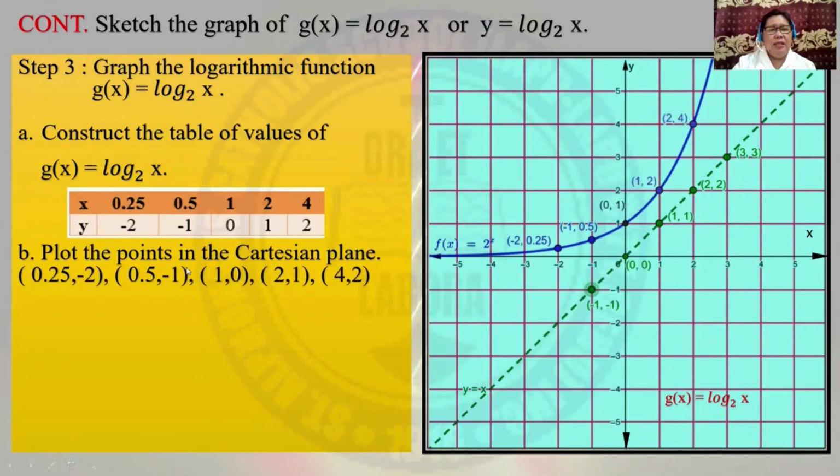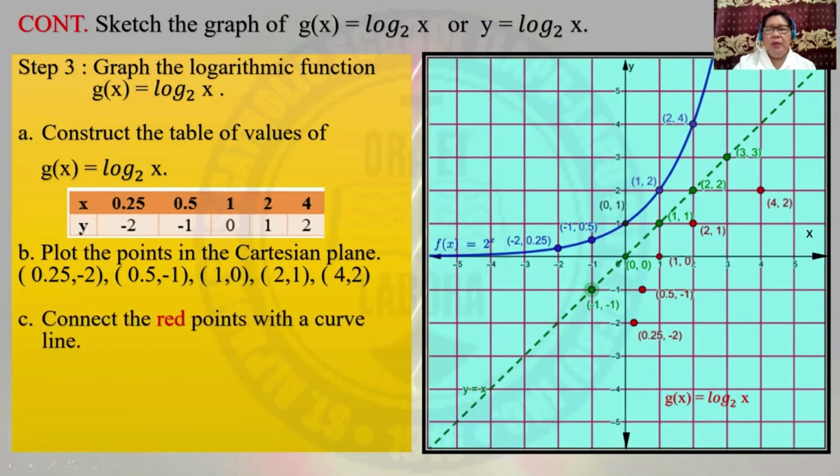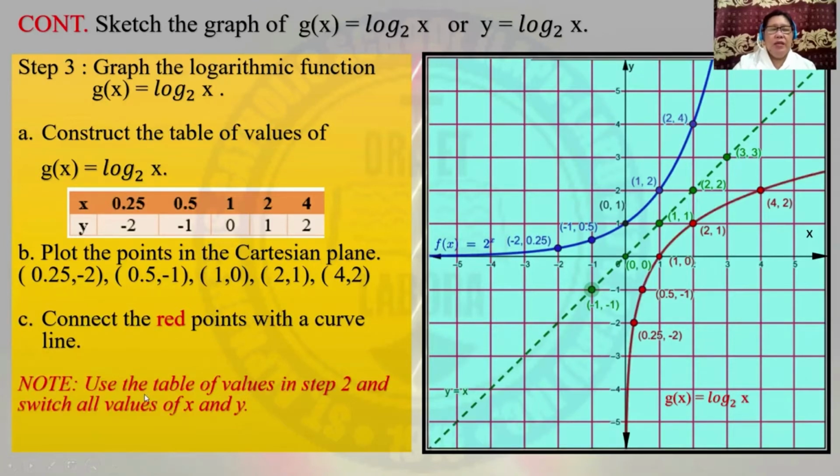So you have to plot the points in the Cartesian plane. And these are the coordinates of the points. So let us plot now the points. We have the first point there, second red point, and the last red point. Then connect the red points with a curved line. So again, you can use the table of values in step 2 and switch all values of x and y.